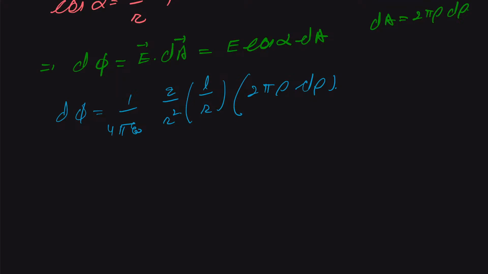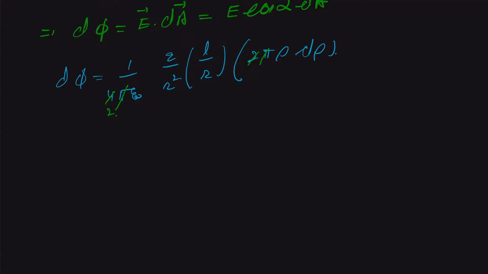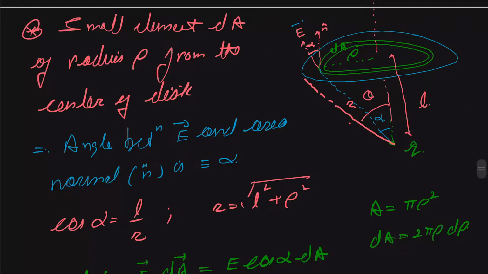And here we can cancel out this pi, 2 and 2 goes away, and the rest of the things will be same. Therefore we get that our d phi will be equal to, let me write this as qL upon 2 r cube, rho d rho. This is a small flux due to this small area dA.